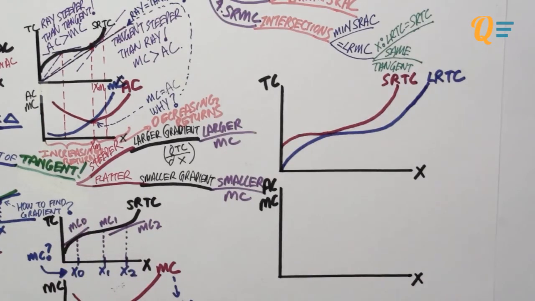Why? Okay, think about your isocost and isoquant video. Think about your long run, short run video. Why is there an intersection? Well, that's because there will be a point where your long run expansion path meets your short run expansion path.